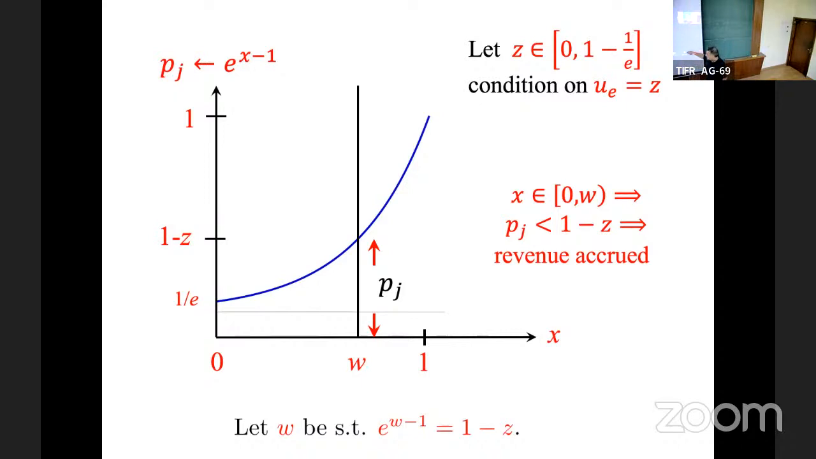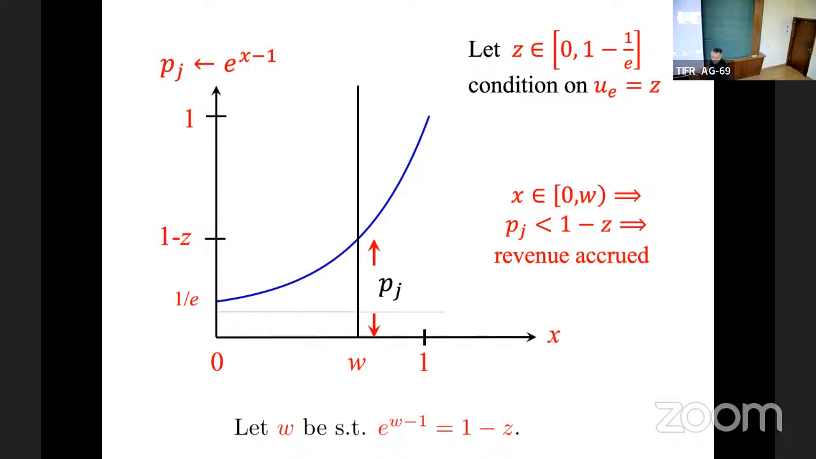How much revenue is accrued? Whatever Pj happens to be, this amount for each value of x. For x, it is e to the x minus 1. So whenever I pick x in this range 0 to W, I'm going to get revenue, and the revenue will be e to the x minus 1.